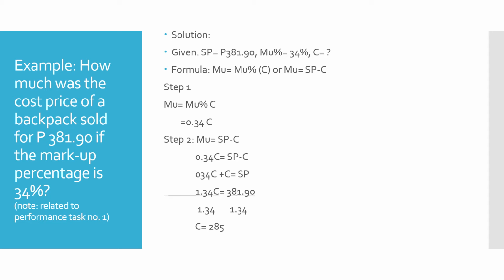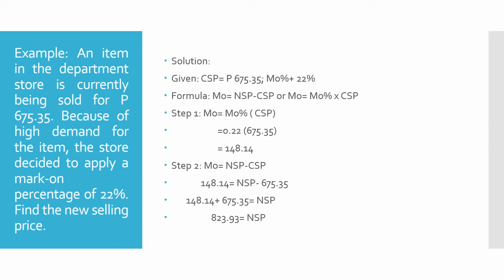And then, what is the selling price? 381.90. So again, both sides divided by 1.34 C para makuha na lang natin yung value of C. So 381.90 divided by 1.34, that is 285. So ang cost pala niya ay 285. Now proceed to example number 2.